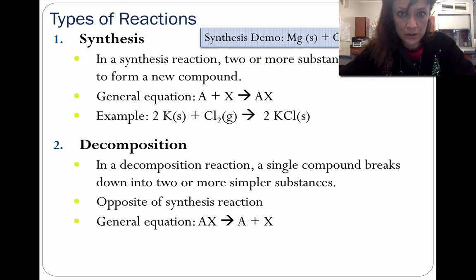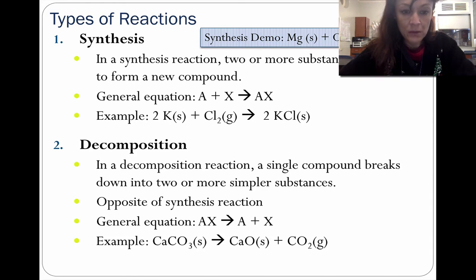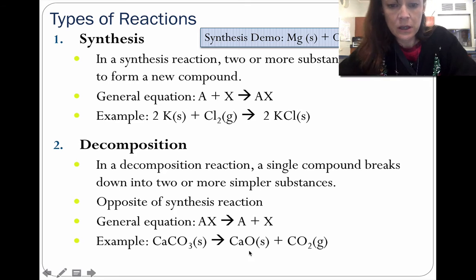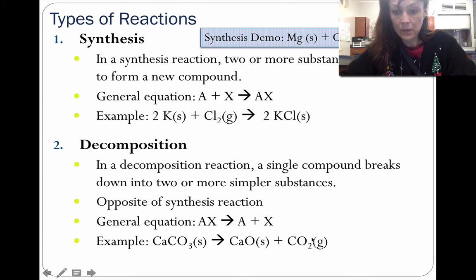It doesn't have to be just single atom products, because this example will show you calcium carbonate in its solid form can decompose into calcium oxide and carbon dioxide. Right? So there's still 2 simpler ones than the original one, so that still makes it a decomposition. It's still breaking apart somehow.